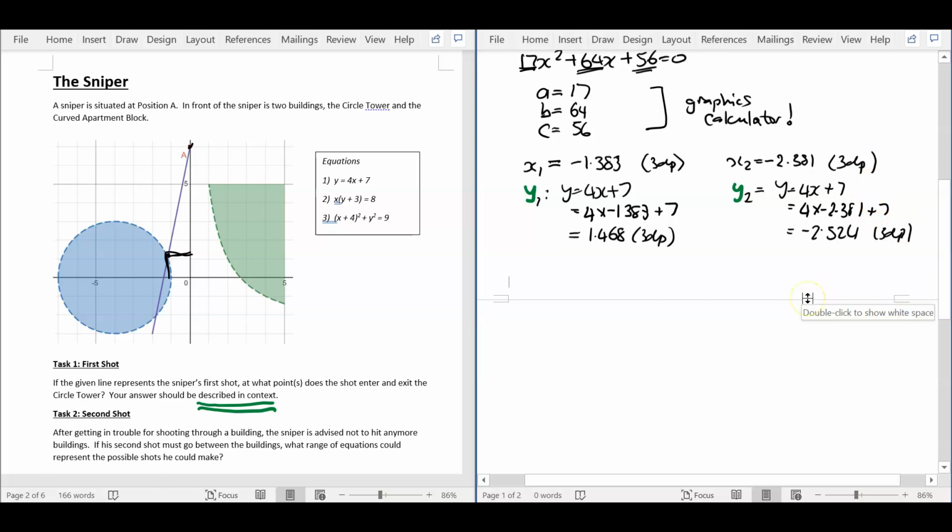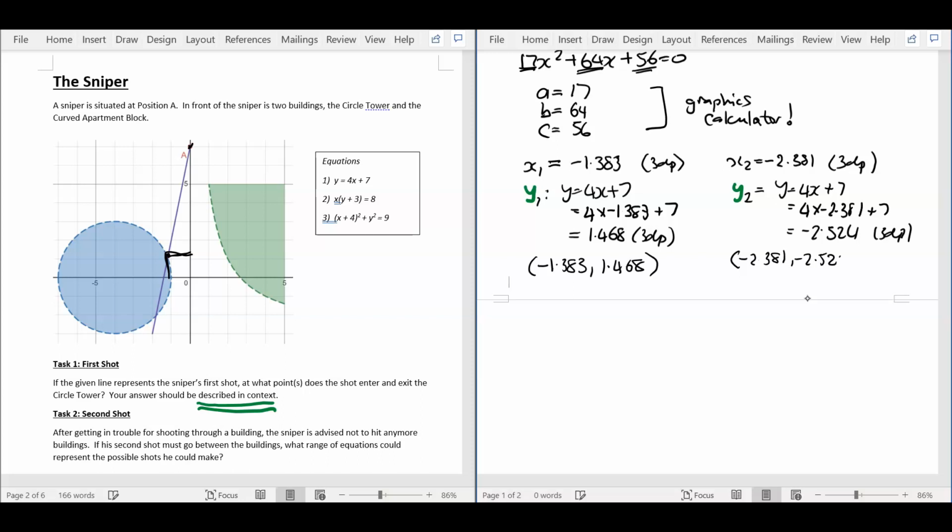We can then go ahead and explain what our final answers are. So let's put them in as a coordinate: negative 1.383, comma, 1.468. And then we've got on the other side, negative 2.381, negative 2.524.